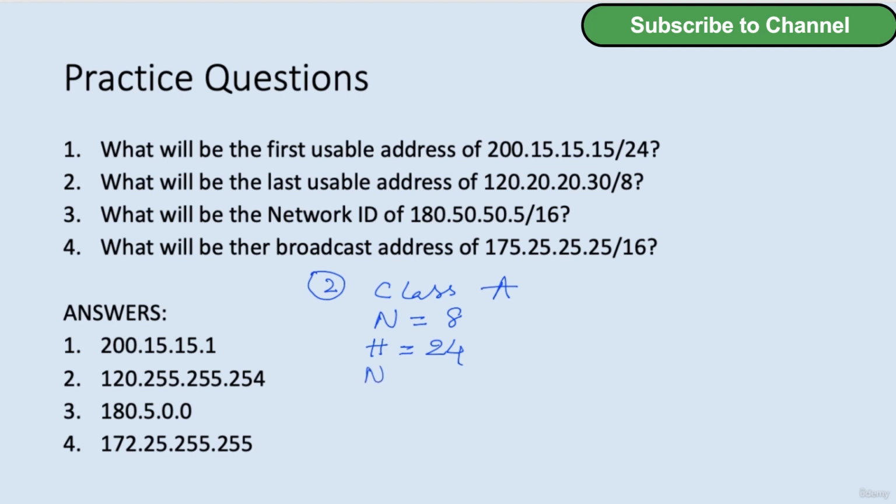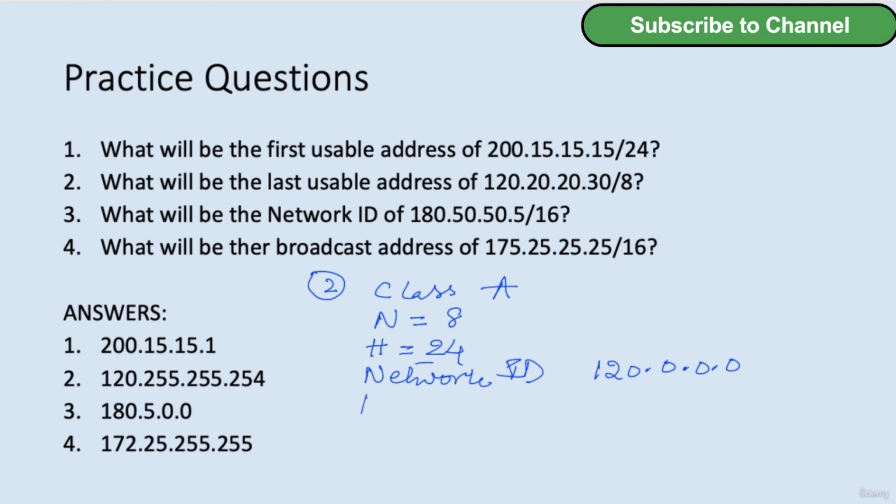Okay, so the network ID will be... for the network ID, we convert the host octets into zeros. So, 120.0.0.0 is the network ID.